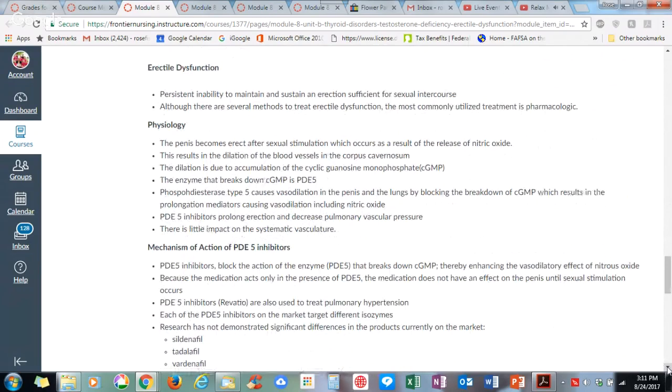Erectile dysfunction is a persistent inability to maintain and sustain an erection sufficient for intercourse. Although there are several methods to treat ED, the most commonly utilized is pharmacologic.